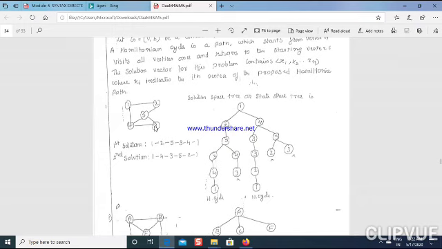Then from 3 I am having 4, 5. From 3 we are having 4 and 5, but both of them we have already visited in this particular path. Therefore, from 3 and 2 I cannot move anywhere. So we cannot find the solution here.